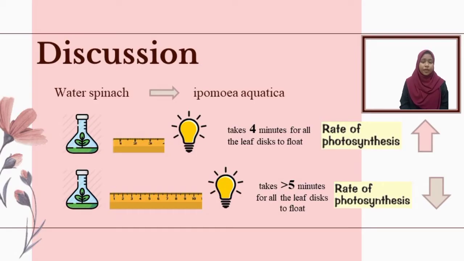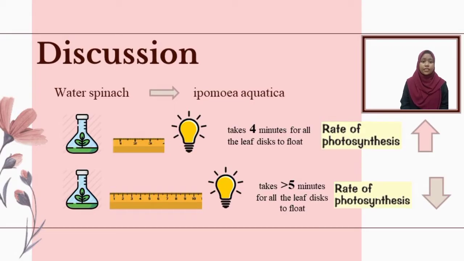After undergoing this experiment, I found that my data supported my hypothesis. When the light source is placed at a distance of 3 cm from the beaker, 3 leaf discs float in 1 minute, and on average, it takes 4 minutes for all the leaf discs to float in the solution. It shows that the rate of photosynthesis occurs faster.